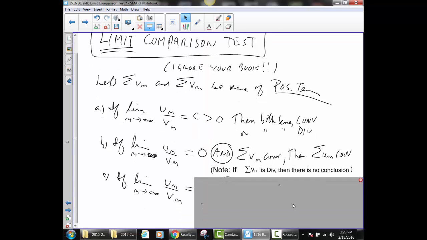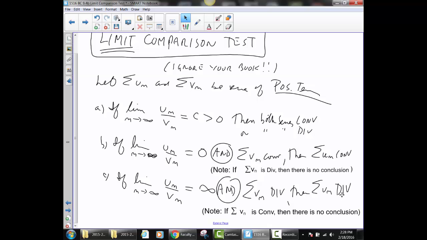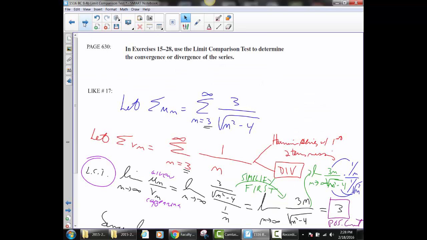try another test. Final situation is if that limit is infinity and if you're comparing it to a divergent series, then your original series would be divergent. If that series you were comparing it to was convergent and this limit was infinity, there would be no conclusion. You'd have to try another test.